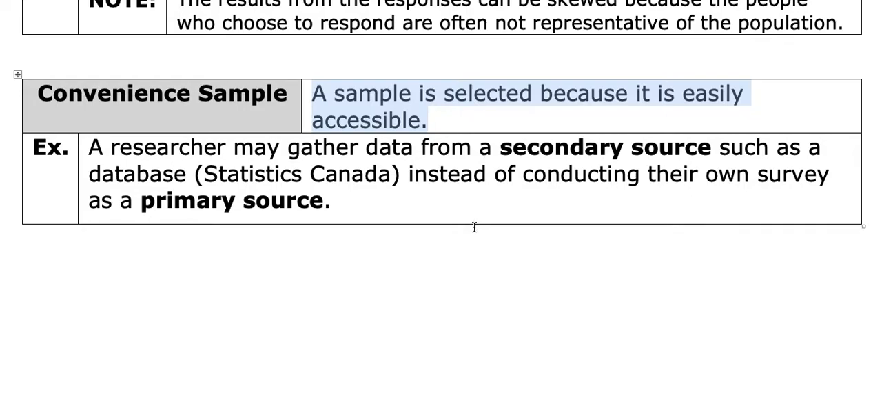For example, if I wanted to know if students are enjoying the online quizzes on D2L, I could survey just my own class because they are readily available to me versus having to ask all students and all different grade levels. This is just a quicker, easier way for me to conveniently grab that data.